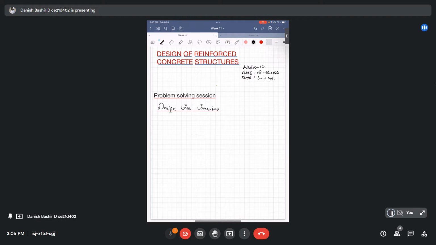It's week 11 today, and we will be discussing a design problem related to torsion. Last week, we also discussed a problem related to torsion, but there we only checked the adequacy of a section that was given already. Today, we will be designing the reinforcement as per the codal provisions for the given loading on the given section. So, let me start today's session.